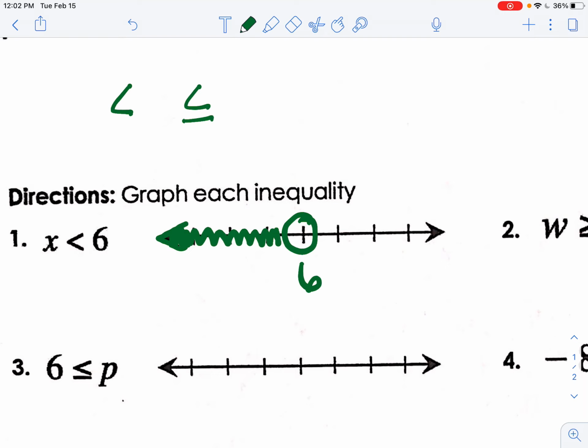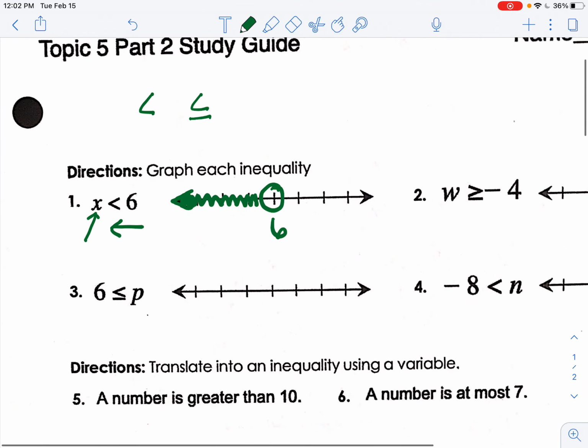Be careful about treating that like an arrow and shading the way the arrow points. That will only work if the variable is in the front. So it does work for number 1 because x is in the front. So it'll also work for number 2. But on 3 and 4, see how the variable's in the back? You cannot shade the way the arrow points on those.